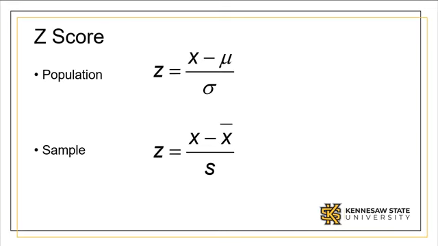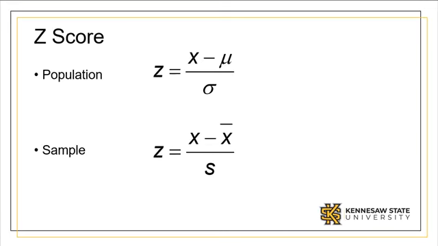Z-score is the number of standard deviations that a given value x is above or below the mean. This measure will be of use to us when we begin discussing normal distributions. Z-score expresses the data in units of standard deviation.